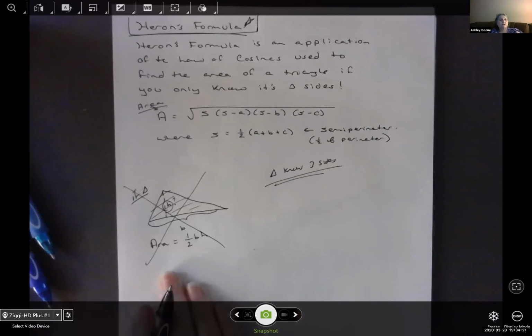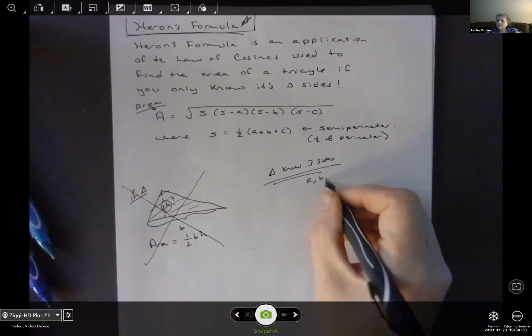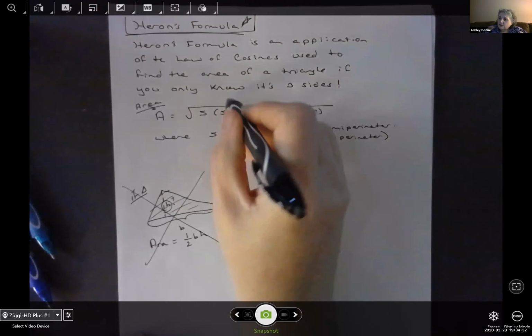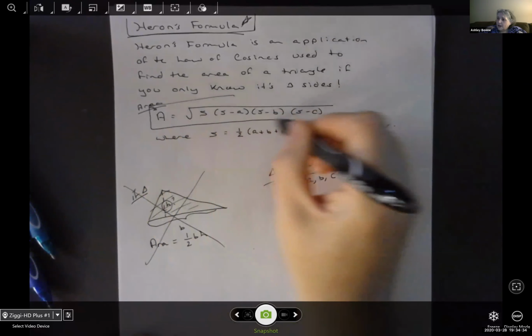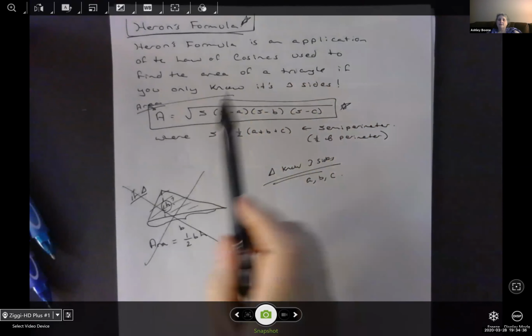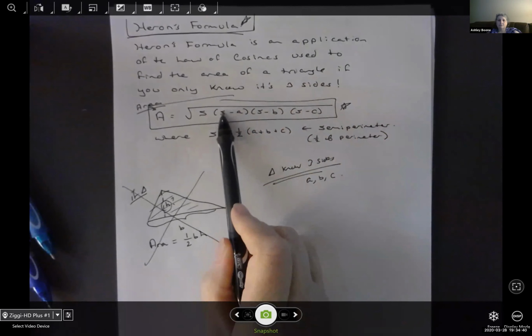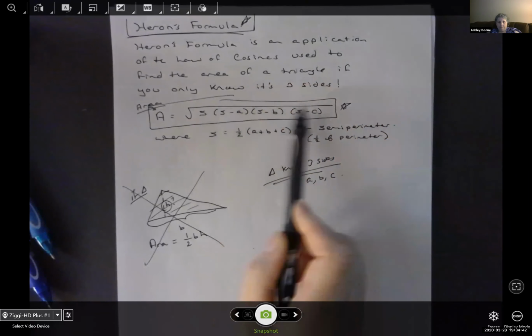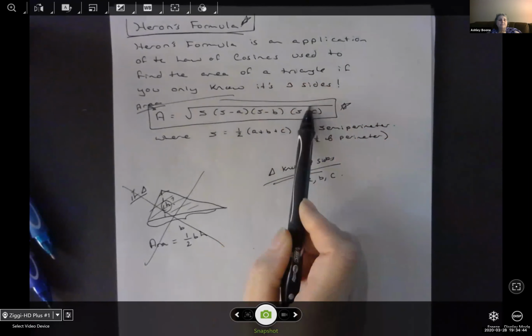But here's the deal. In order to find the area of any triangle where you just know your three sides, A, B, and C, this is the formula using Heron's formula. Area equals a big old square root of S times (S minus A) times (S minus B) times (S minus C). A, B, and C are my sides.